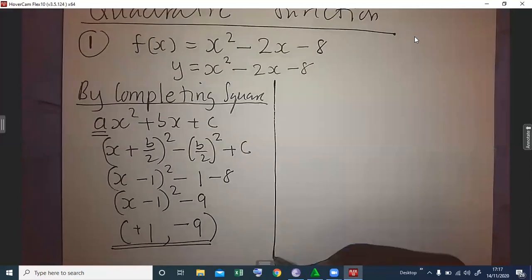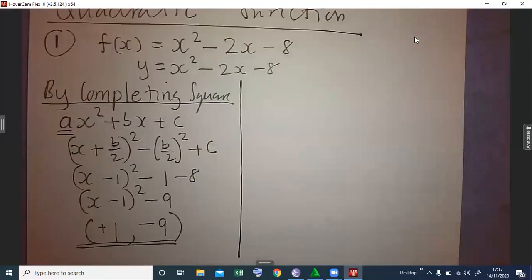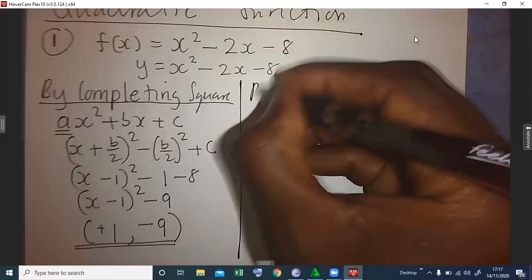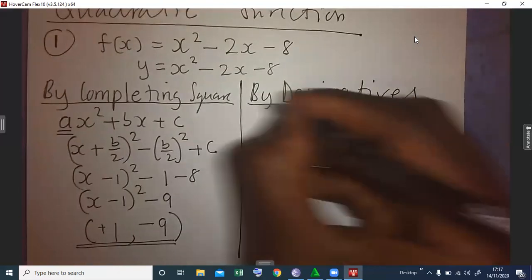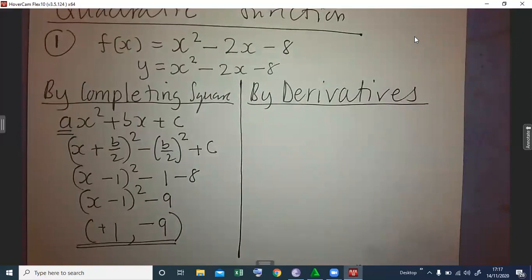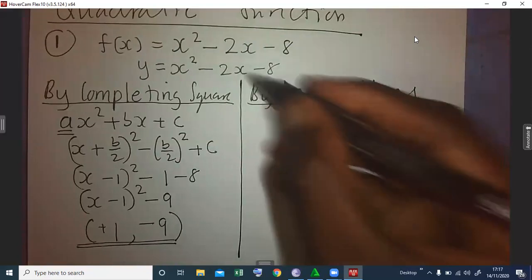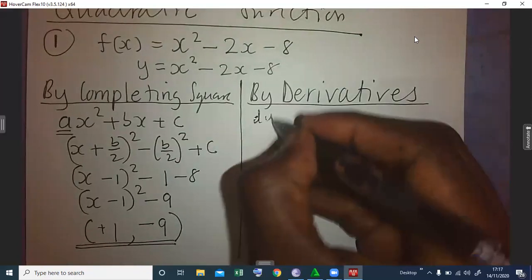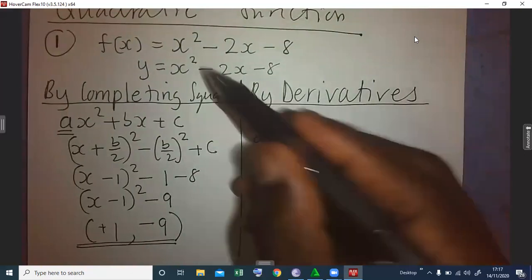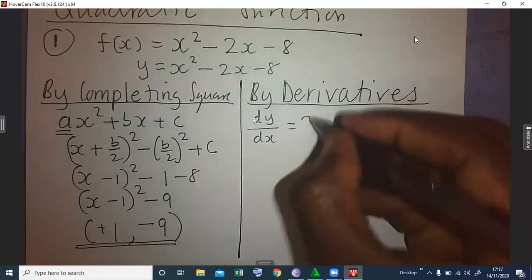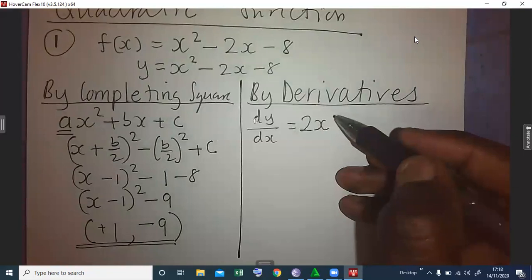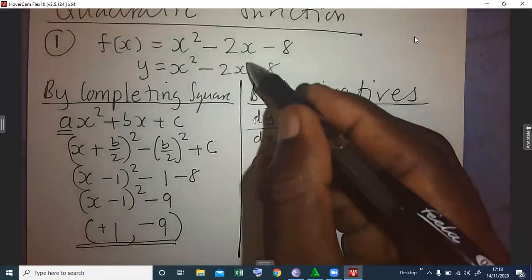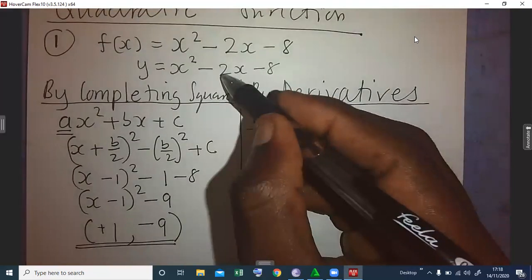Now, I need to find again the same turning point, but I'm going to use the derivatives. So I need to first find the derivative of y in terms of x, and I'll get my dy/dx as 2 times 1, that is 2x. 2 minus 1 is 1, so I don't write 1. Then here, the power is 1. 1 times 2, I get negative 2.